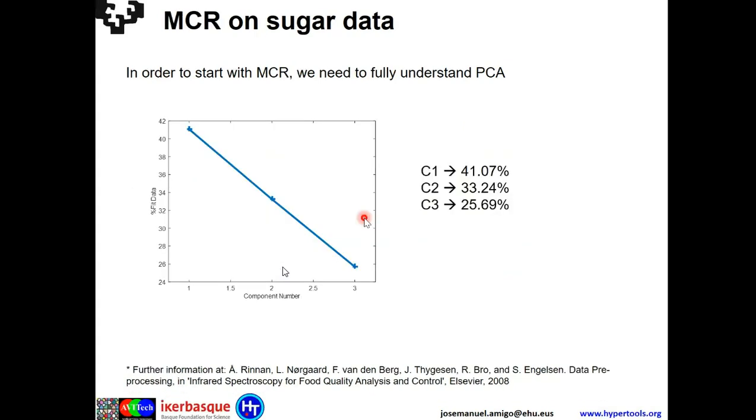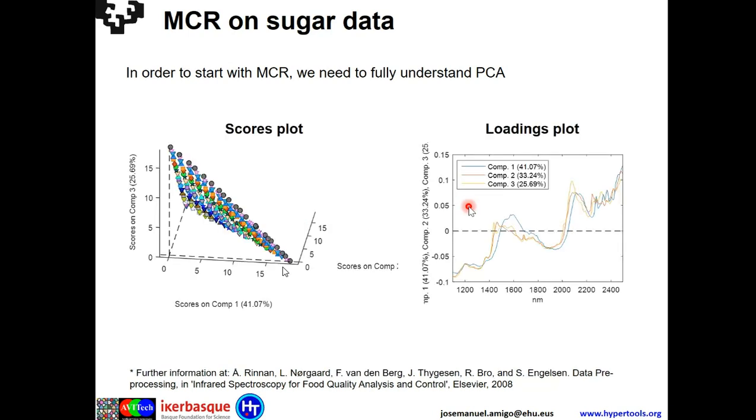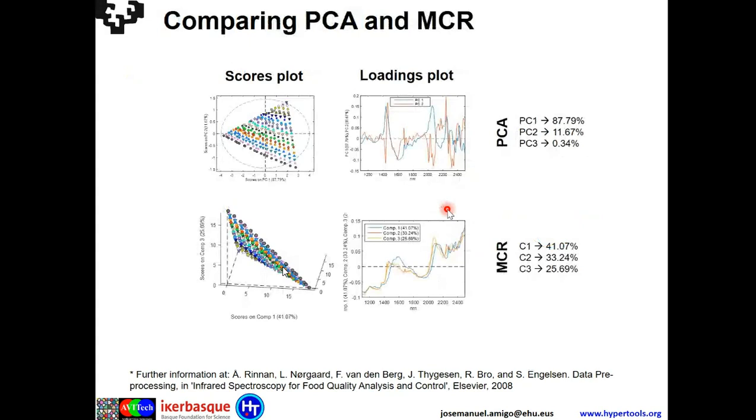In multivariate curve resolution, if we calculate a model with three components, this is the explained variance we obtain for each component, quite different from the ones that we obtain with PCA. But the most important thing is the visualization. If we look at the score plots that we obtain with MCR, we see that we still have this triangle, but now we need three components in order to visualize it. And the most characteristic is the loadings, which resemble a lot the pure spectra that we have in this mixture. So I like this example because I use it quite a lot in order to compare both models. This is the PCA response, this is the MCR response.